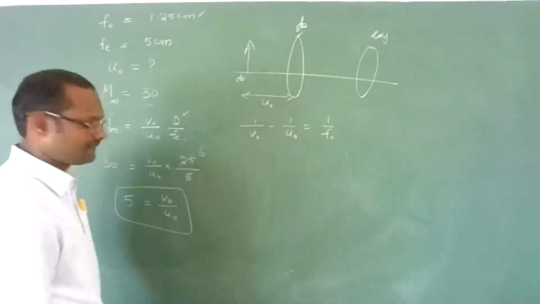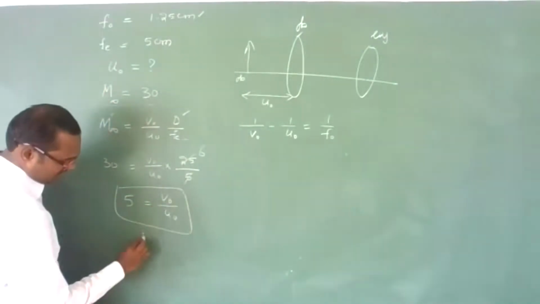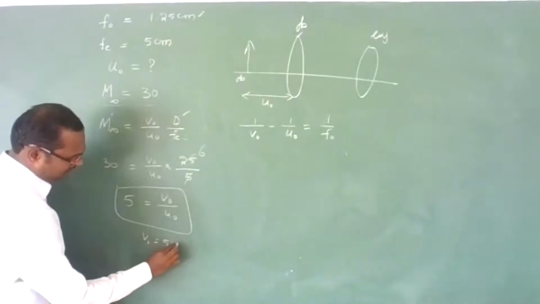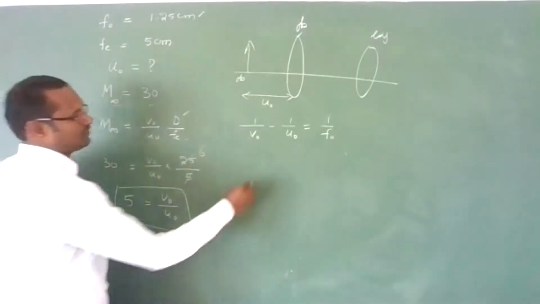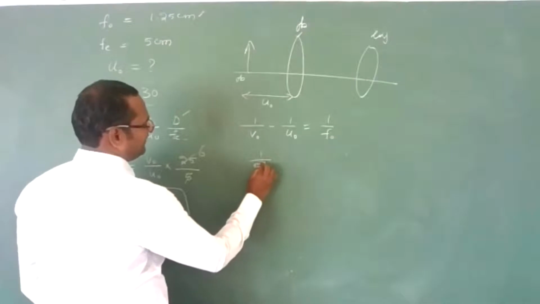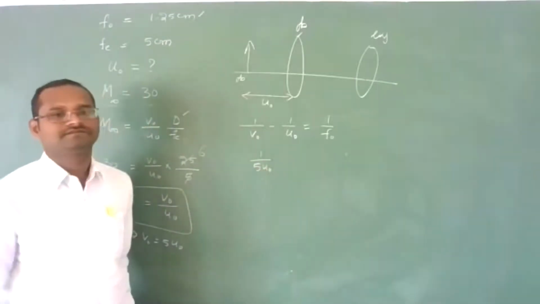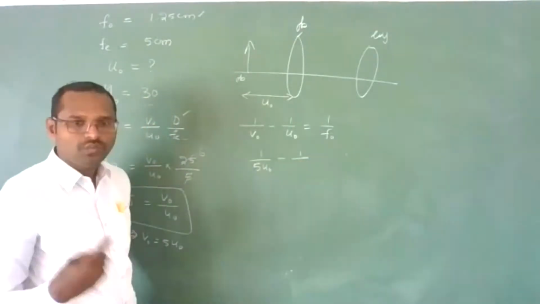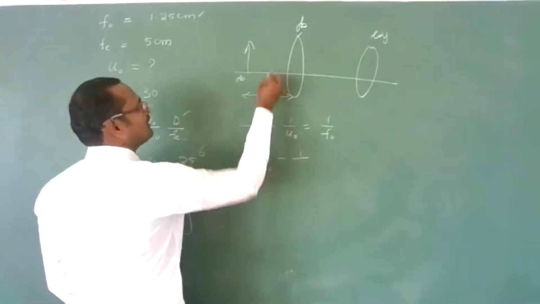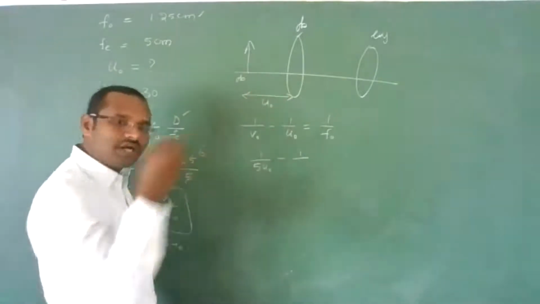Correct? Yes. What is V0 from this? V0 is equal to 5 times U0. Correct? Yes. Substitute 1 by 5 times U0. Got it? Minus 1 by U. How much? Here U0 is unknown.